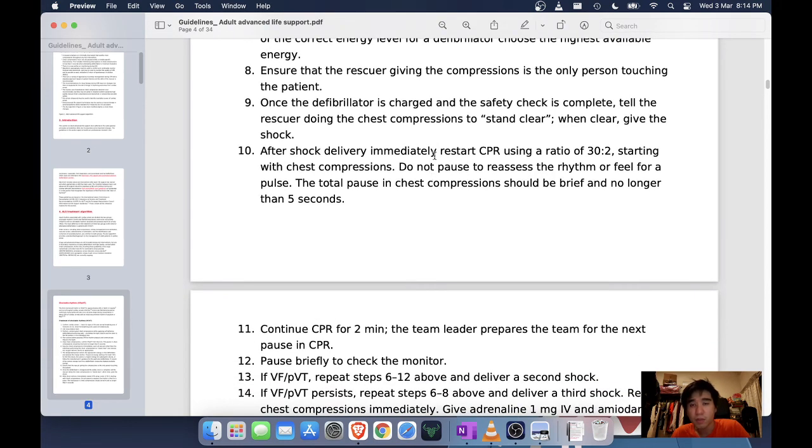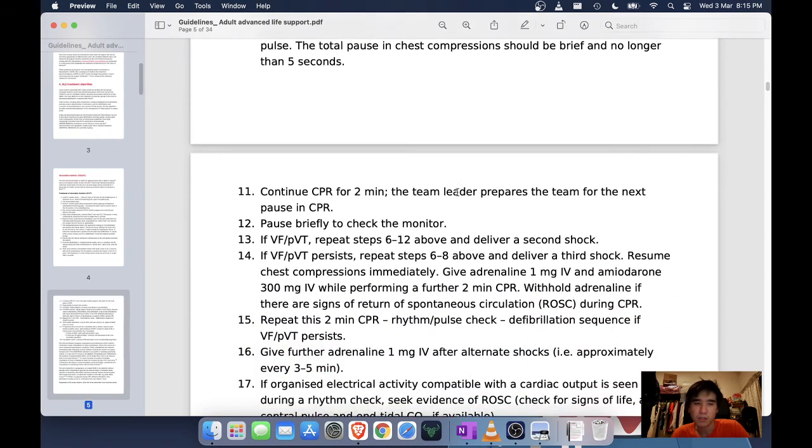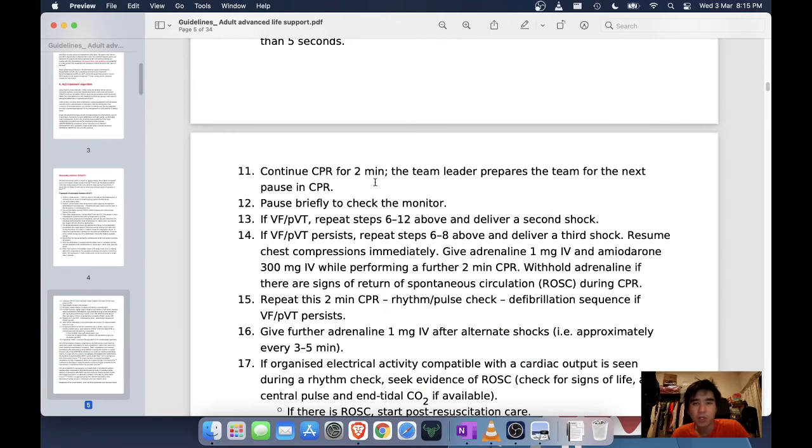That is 30 compressions, then 2 rescue breaths, starting with the chest compressions. Do not pause to reassess the rhythm or feel for a pulse. The total pause in chest compressions should be brief and no longer than 5 seconds. Continue CPR for 2 minutes.